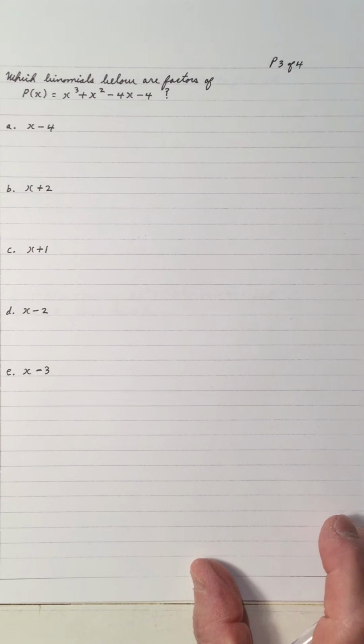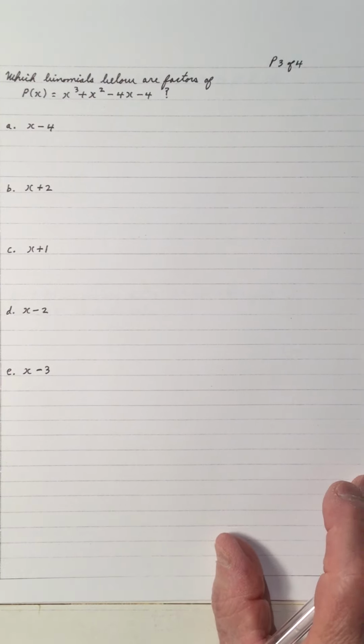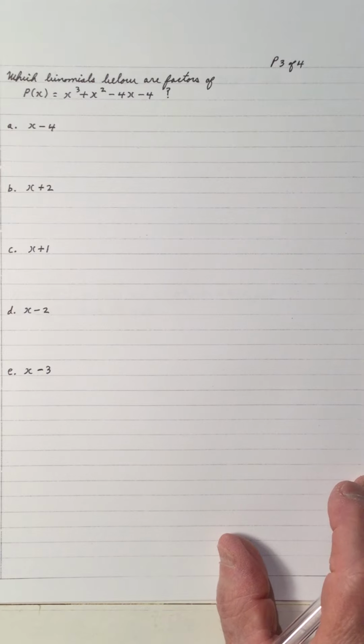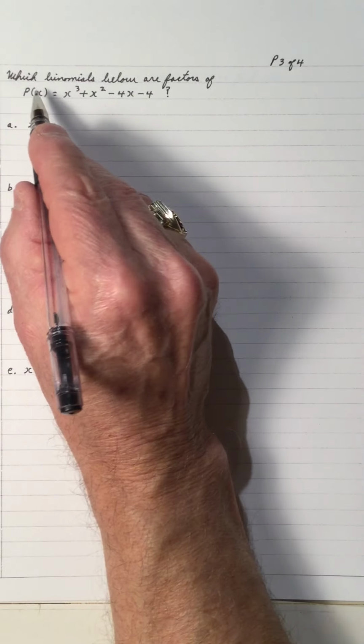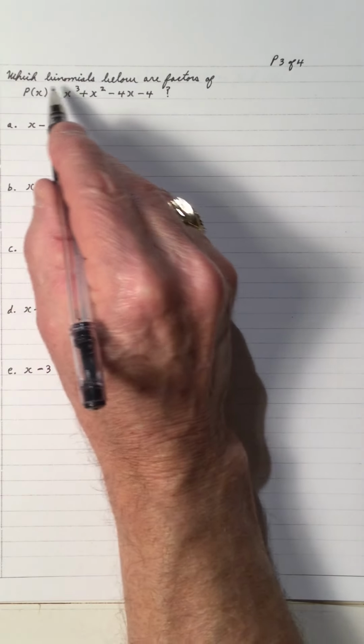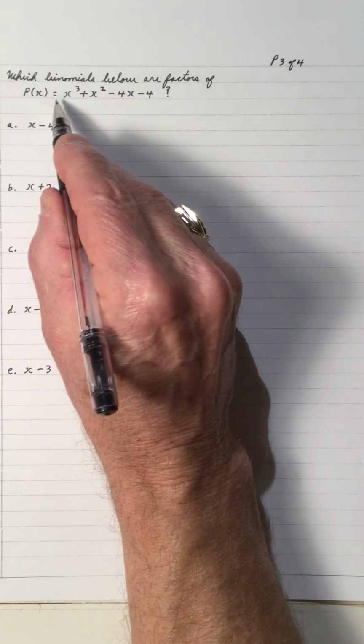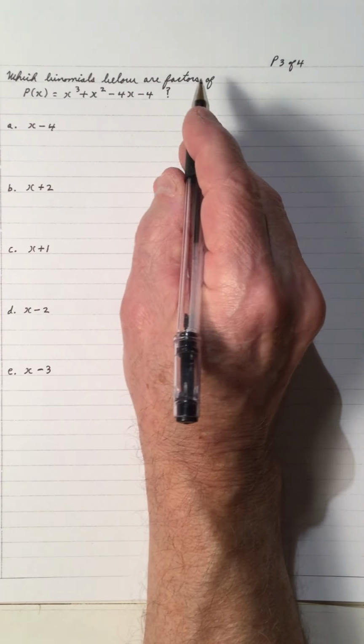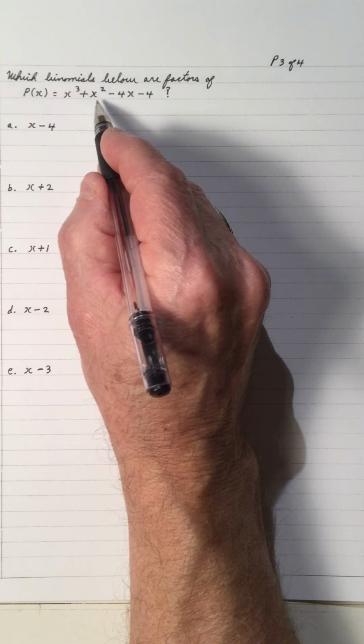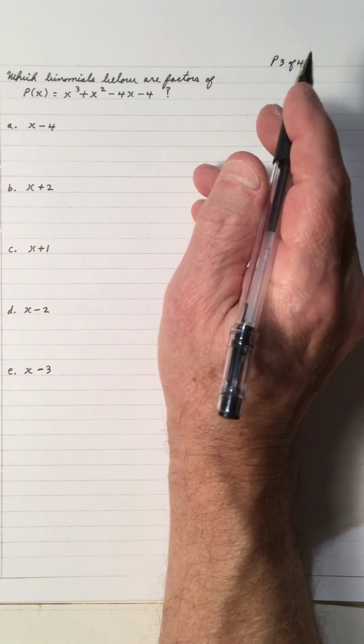Okay, let's continue. Don't forget to pause the video and work these out before I do. Which binomials below are factors of p of x equals x cubed plus x squared minus 4x minus 4?